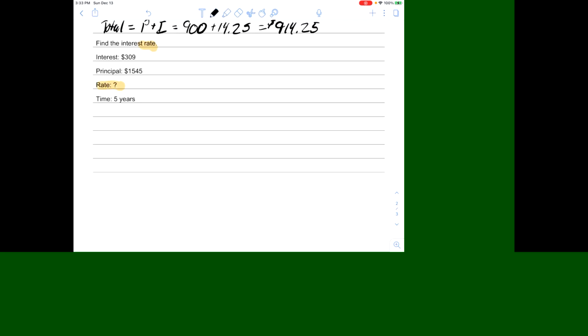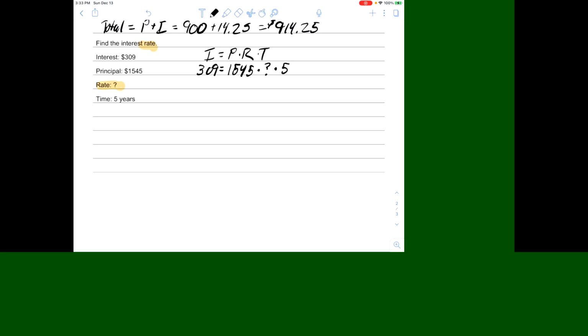So let's see if we can set this up. We know that our formula is that the interest equals the principal times the rate times the time. Okay? Now let's fill in what we know. I know the principal is $1,545. I don't know the rate. That's my question mark. And I know that the time is 5 years. I also know that the interest was $309.